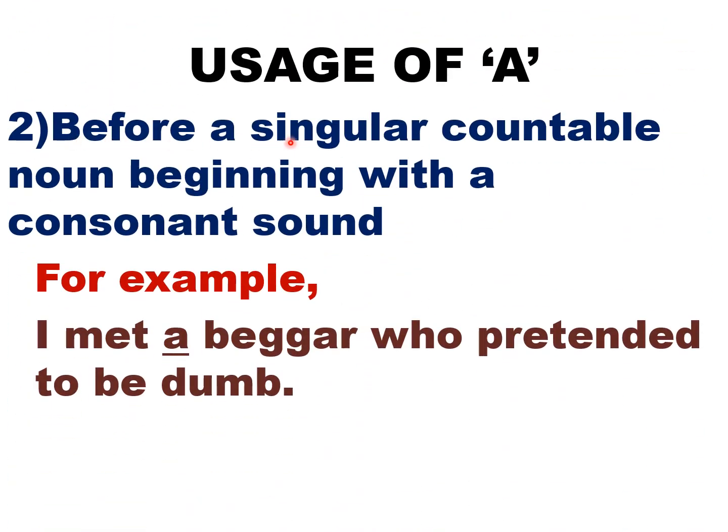Before a singular countable noun beginning with a consonant sound: I met a beggar who pretended to be dumb. Beggar is a singular countable noun and it begins with the consonant sound B. So, a beggar. We must use the indefinite article a.